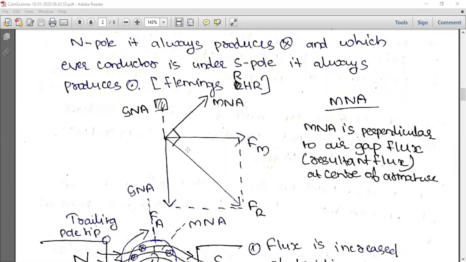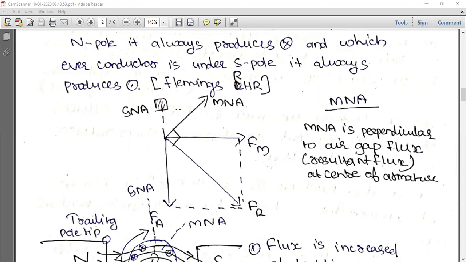So listen, look at this graph shown here. We have the north pole here, south pole here. The main field flux FM is traveling from north pole to south pole, and we have the flux due to the armature reaction, FA, which is acting downward. The geometric neutral axis is there, and the brushes we keep at the geometric neutral axis. So if the MNA gets shifted, the brushes also get shifted, and that's why it results in sparking.